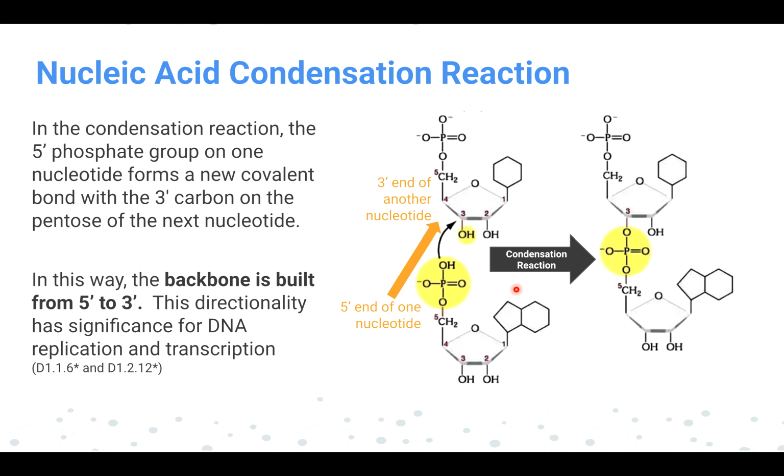So in the condensation reaction, what is happening? The 5' phosphate group of one nucleotide, let's take an example of this one, forms a new covalent bond with the 3' carbon of the pentose sugar of the next nucleotide. So this is how they are connecting. In this way, the backbone is formed from 5' to 3'.